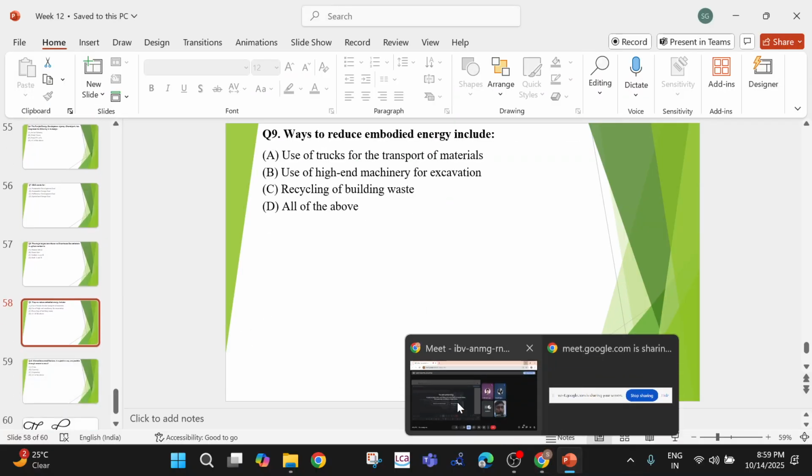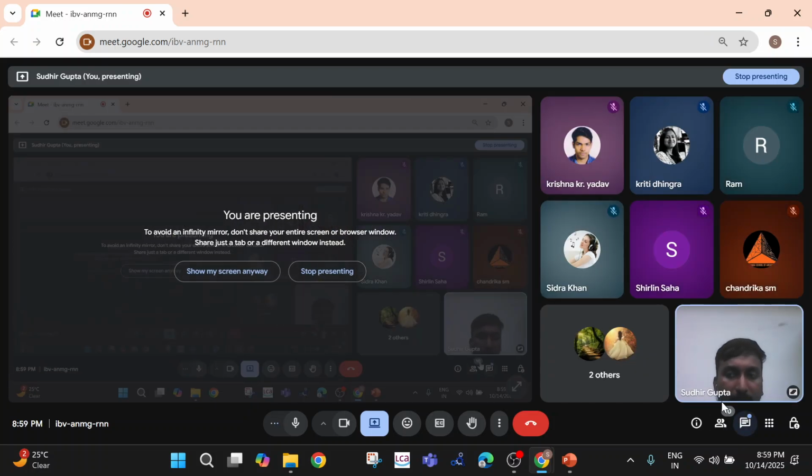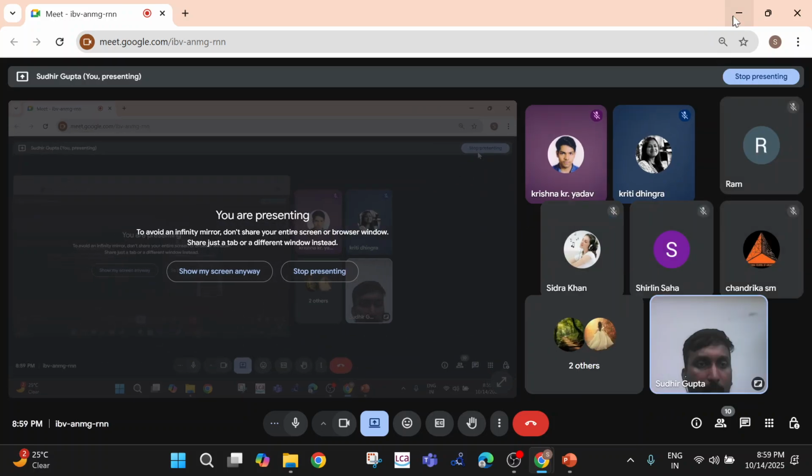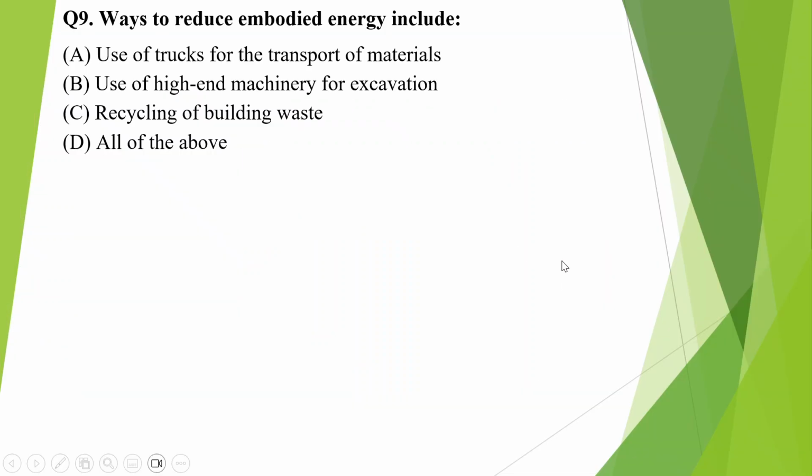All of you who have given different opinions or the same opinion, let me check. Sidra is saying C, Celine is saying C, but Kirti is saying A, I think. Vicky is also saying C. So let me discuss then. People who have marked option C are absolutely correct, and those who have marked option A, it is not the correct answer, because we just discussed in the previous question that diesel is a high embodied energy, emission-prone fuel.